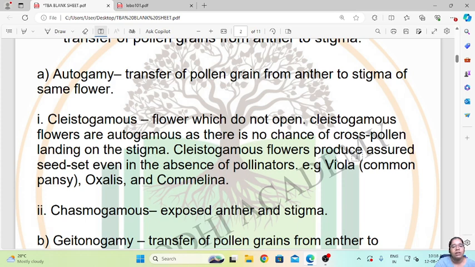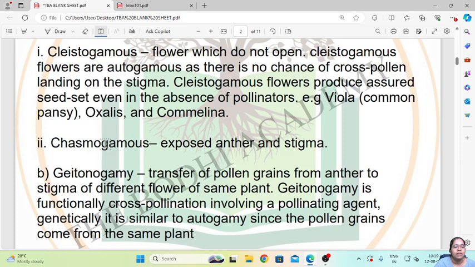Cleistogamous flowers produce assured seed set even in the absence of pollinator. Then comes chasmogamy, exposed anther and stigma. So here what happens, this is also an autogamy, but here the stigma and the anthers are exposed. And in cleistogamy what happens is the stigma and the anthers are not exposed. The flowers are very tiny and it is embedded inside the flowers.